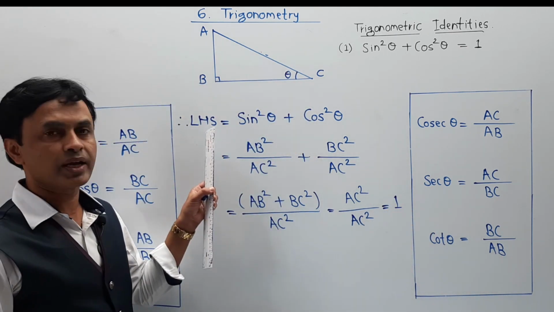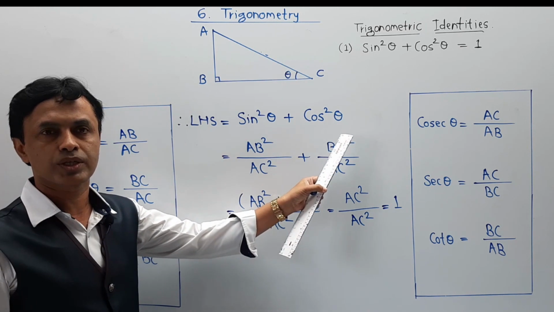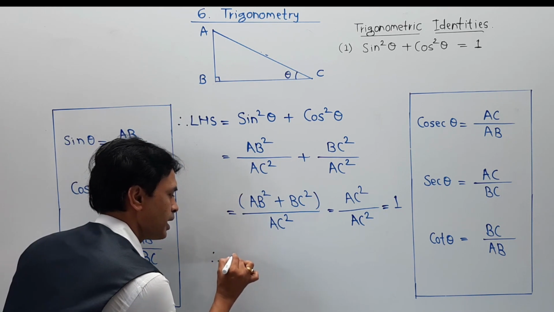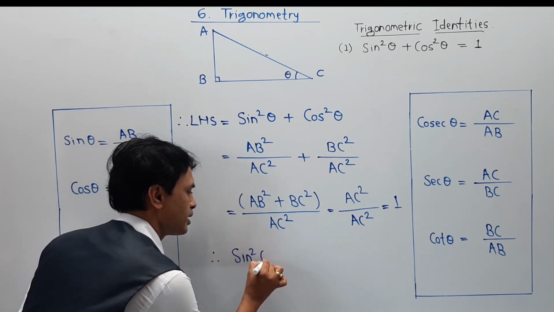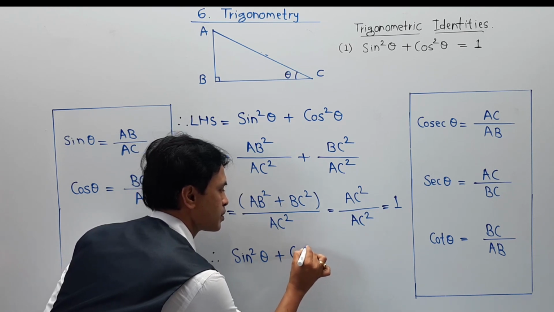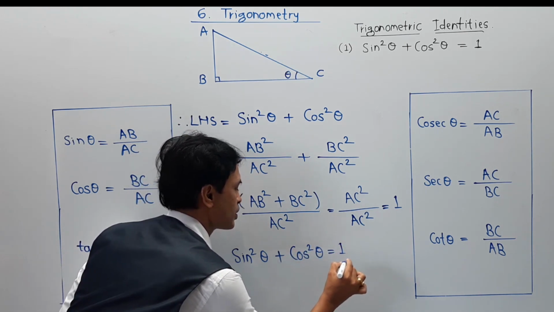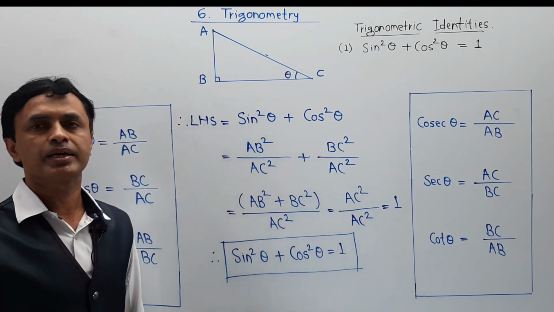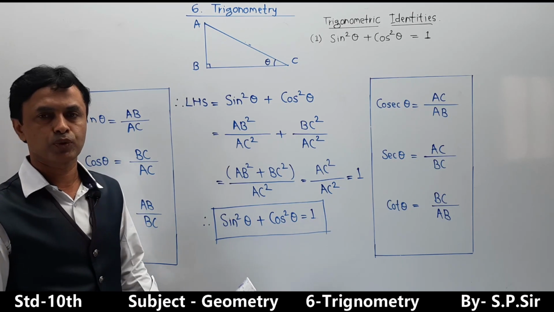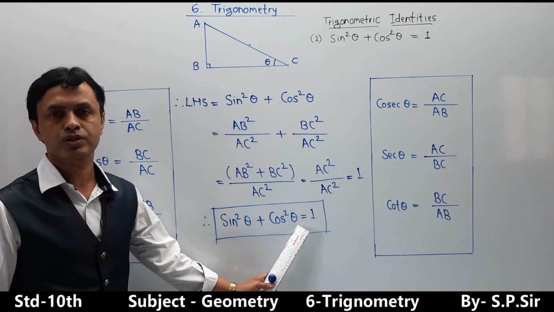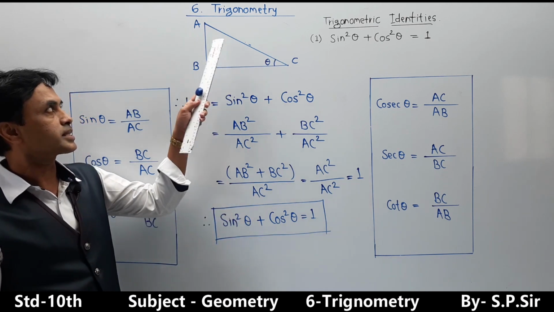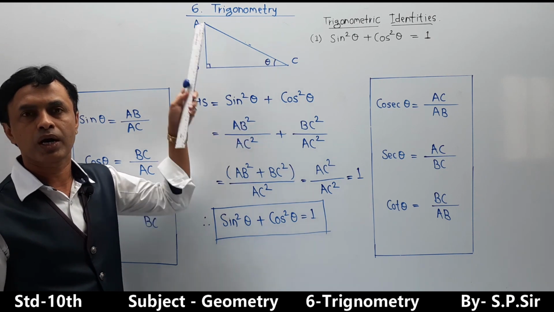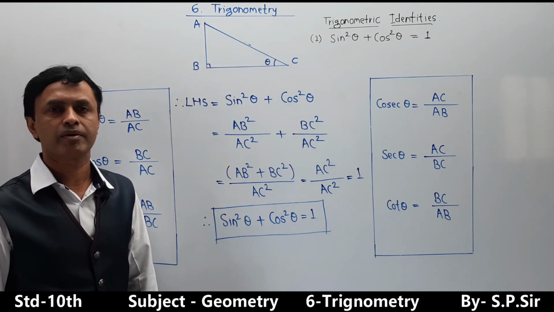So as you started with the LHS, sin square theta plus cos square theta, you are coming to the conclusion that it is 1. In this way we write the property: sin square theta plus cos square theta is equal to 1, and this is your fundamental property, or you can say fundamental identity. So your property is proved here. In this case, I have taken triangle ABC. You can also cross check for triangle PQR, LMN or any method available from your book.